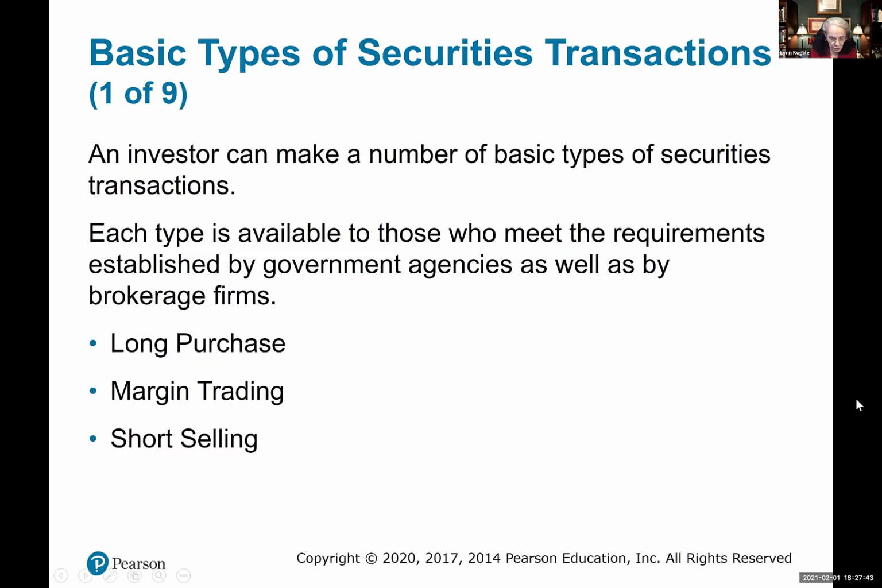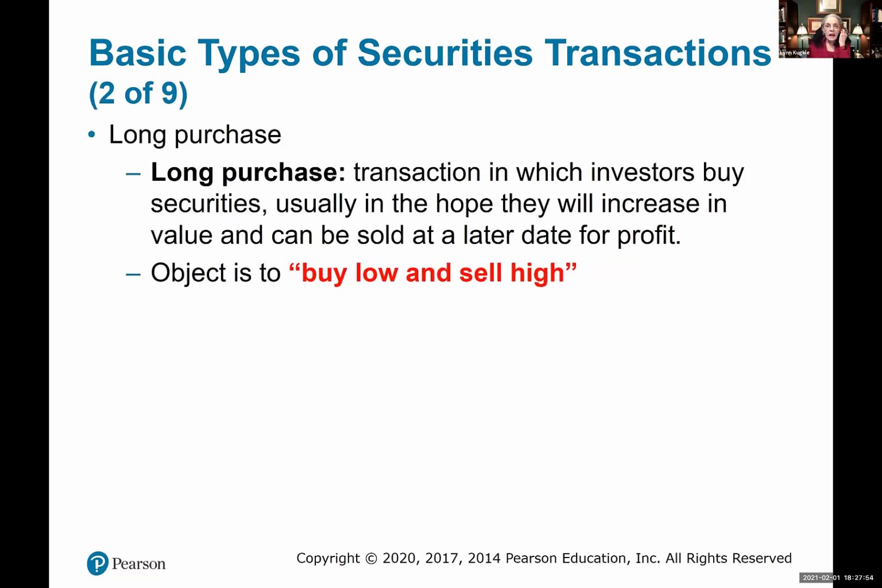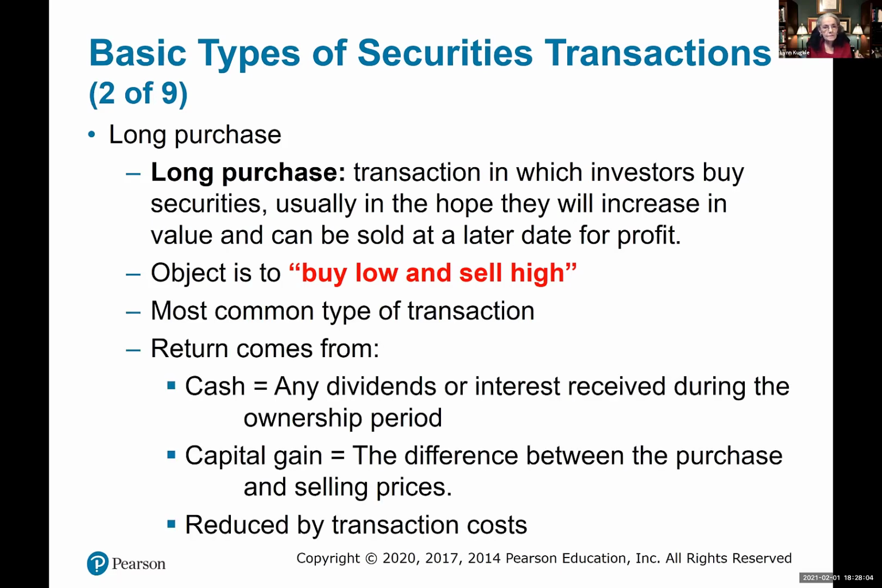Let's look at purchasing things. Types of transactions. We're going to look at 3 basic types. There are hundreds of them. The 3 basics: long, margin trading, and short selling. A long purchase, that's the most common thing there is. You buy securities in the hope that the price is going to go up. Buy low, sell high. It is by far the most common.